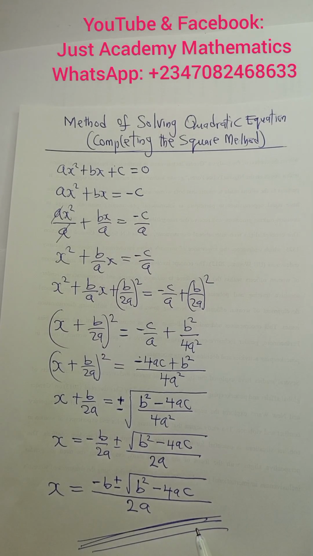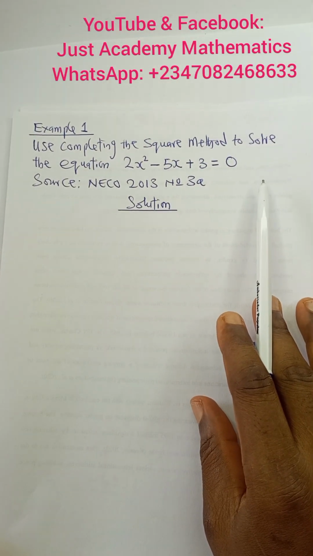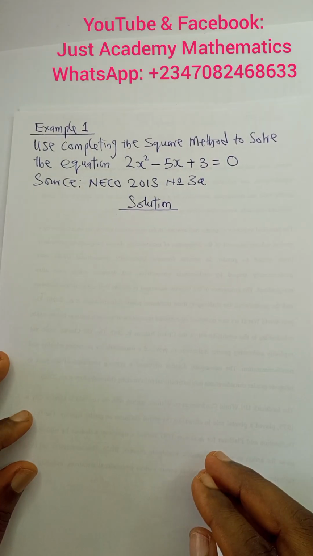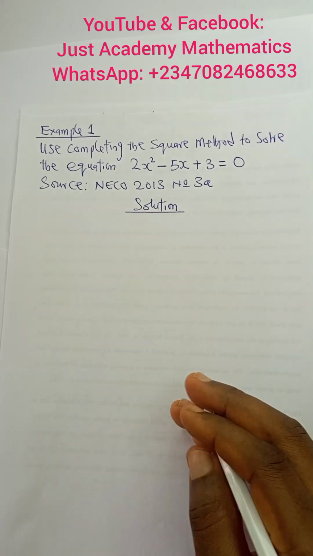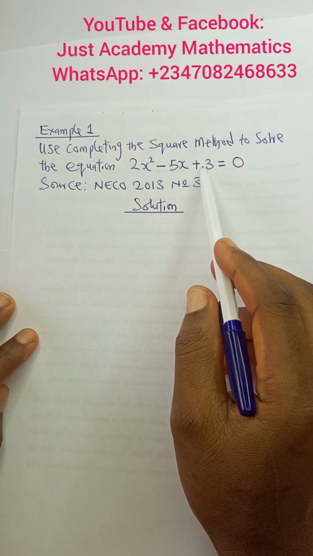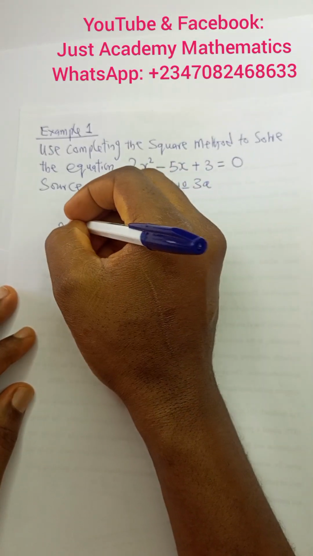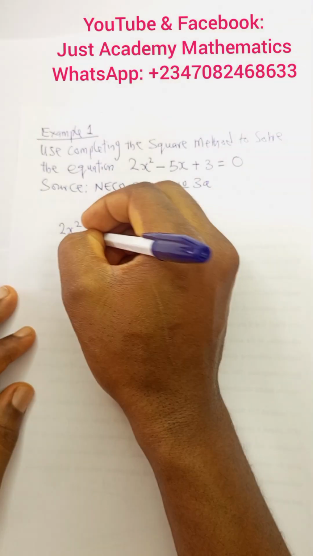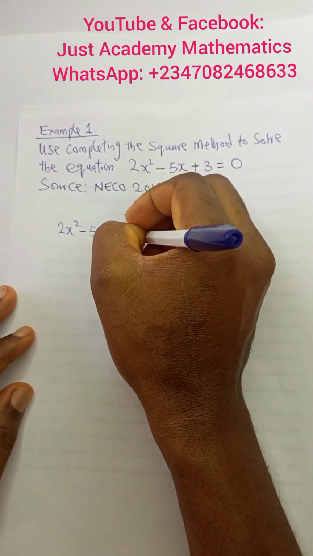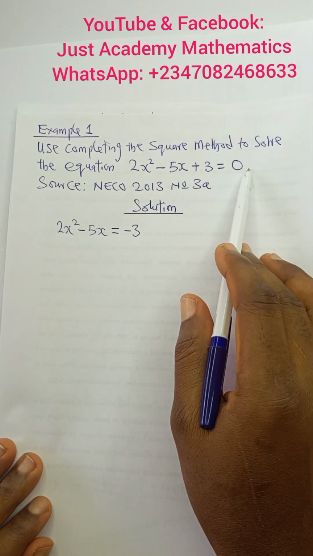Now let's move on. Look at example 1. We want to use the completing the square method to answer this. And this is an exam question. So if you follow the procedures that I explained here, I said that the first thing is to move the constant to the other side. So let's do that. We have 2x squared minus 5x. If you move this plus 3 to the other side, you have minus 3. That is the first step. You move this constant to the other side of the equal sign.